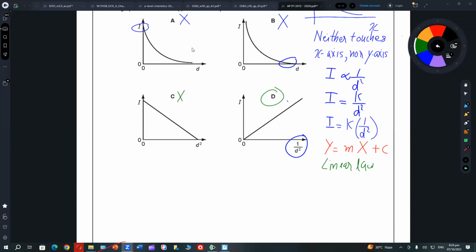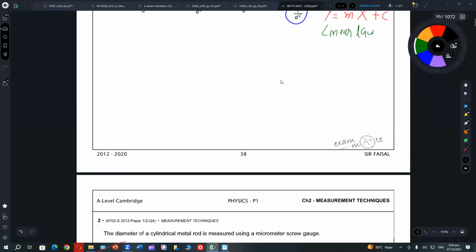Linear law means that I think I should explain it in the class, if everyone doesn't know about it. You will study it in paper 3 also, and some people have done it in AS level. But remind me in the class, I will explain there that any curve can be converted into a straight line if it is plotted according to linear law.